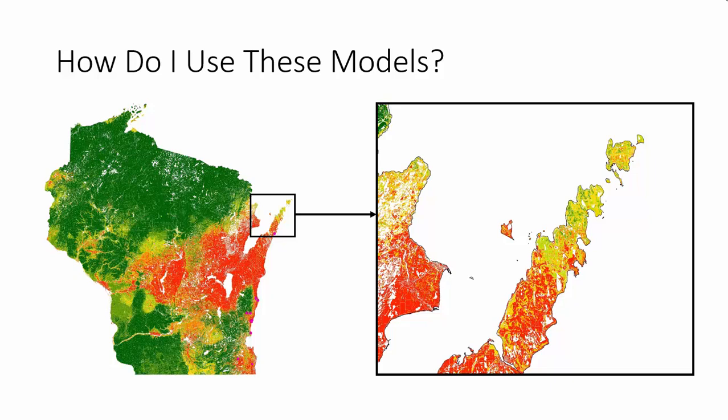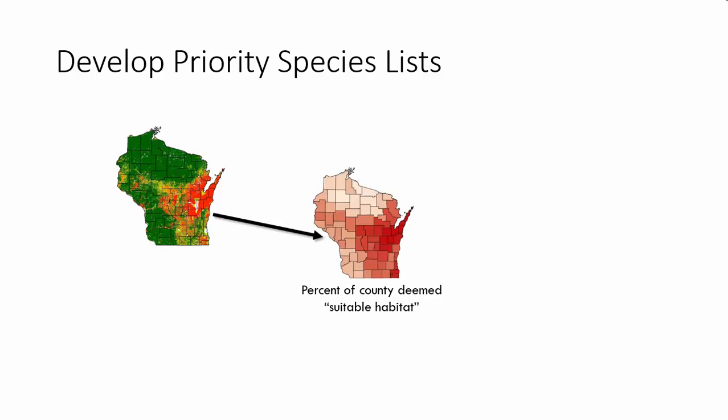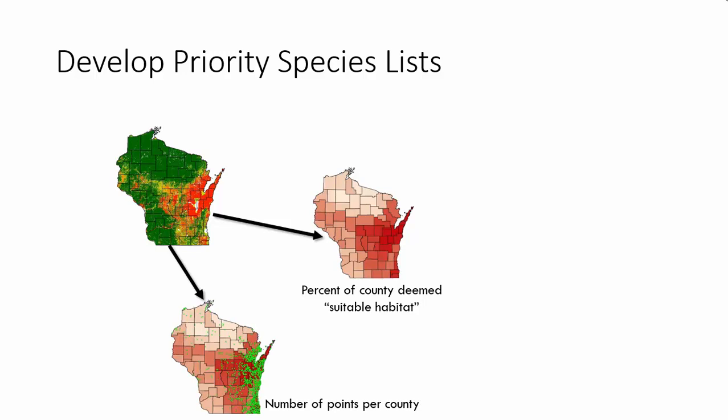So what we've done is we've tried to summarize these models in very useful ways. In order to do that, we started to break up the state into the 72 counties, because likely if you're going to be interested in surveying for invasive plants, you're going to be looking within your county or counties that you work, live, or play in. So we split up each one of our 21 species models into the counties, and we've looked at, well, what is the percent of the county deemed suitable habitat? In addition to that, what is the known current distribution of the invasive plant in those counties?